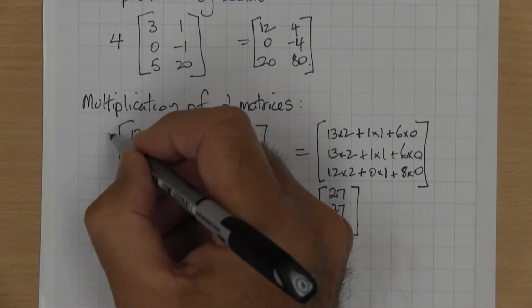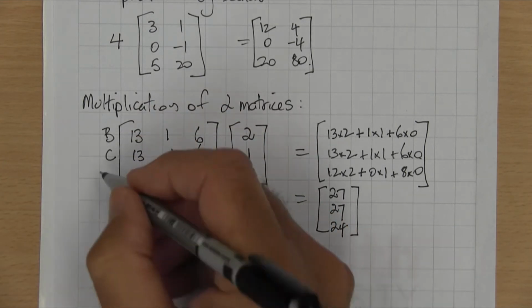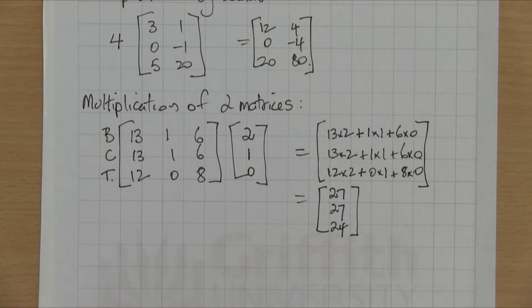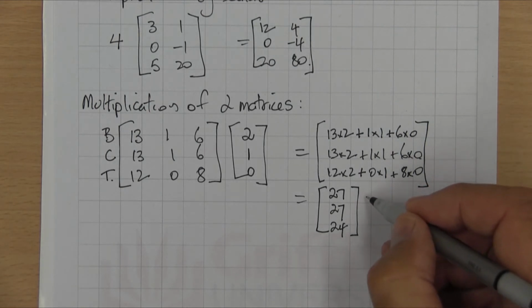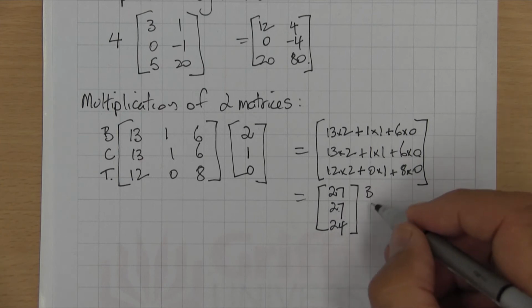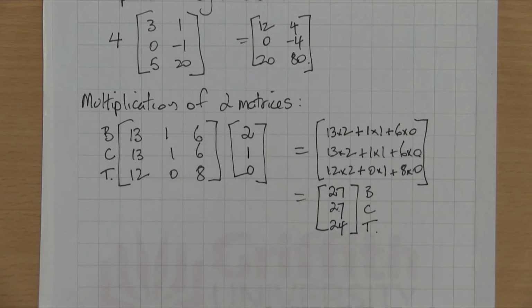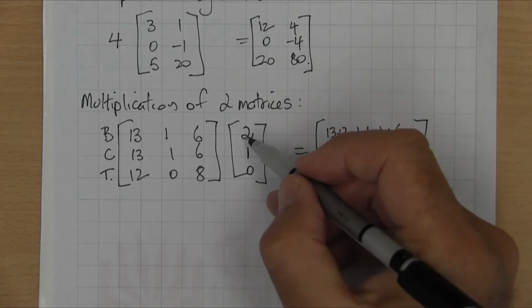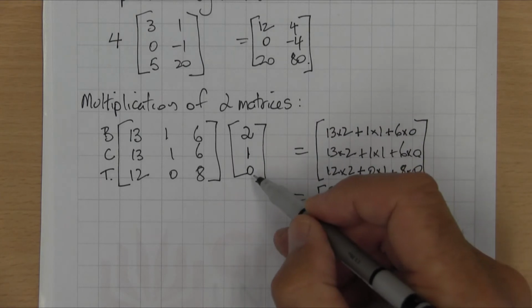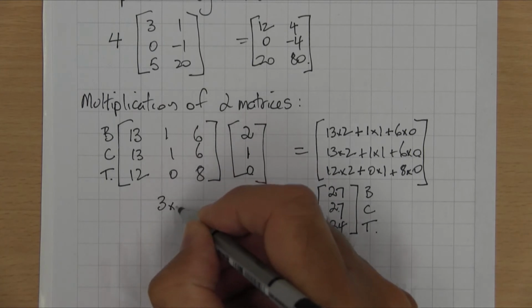Now if this was Brisbane, and this is the Broncos, Cowboys and Titans there, this would be the number of points the Broncos had after the first 20 games. This is the number of points the Cowboys have got, and this is the number of points that the Titans have got. So this was 2 points for a win, 1 point for a draw, and 0 points for a loss. What are the dimensions of this one? This is a 3 by 3.